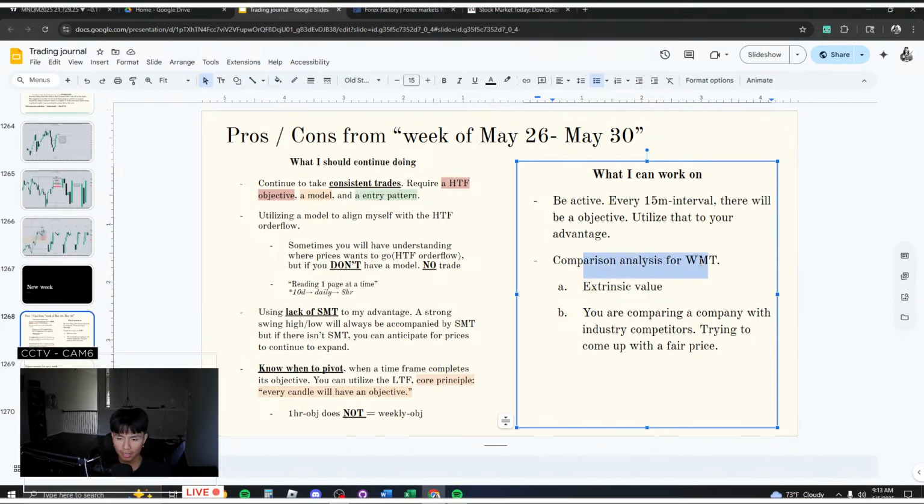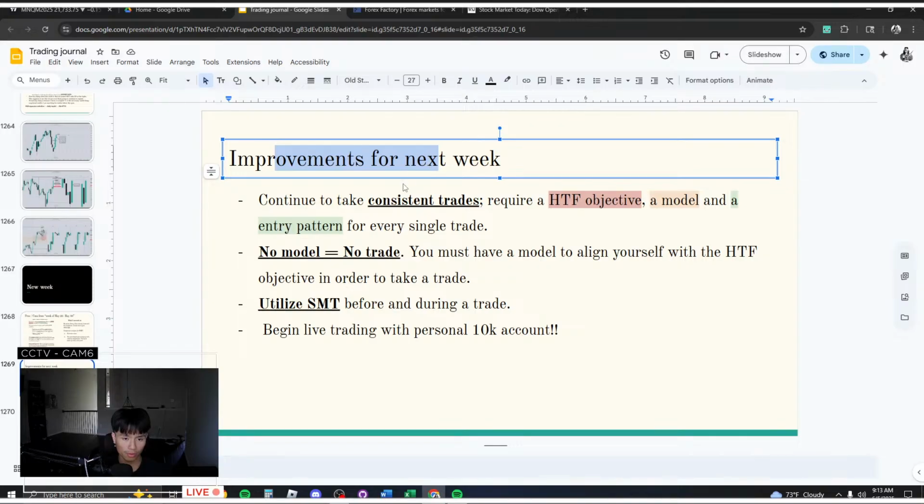And comparison analysis, this is a little bit different. But yeah, so to move on to the improvements here for this week. Improvements is essentially a summary of the pros and cons. But the first improvement is for me to continue to take consistent setups. For me to continue to require those 3 components that I always look for, which is the higher time frame objective, the model, and the entry pattern. Those 3 components allow me to be consistent. It forces me to be consistent, right? I have to identify those 3 components before I even press the button.